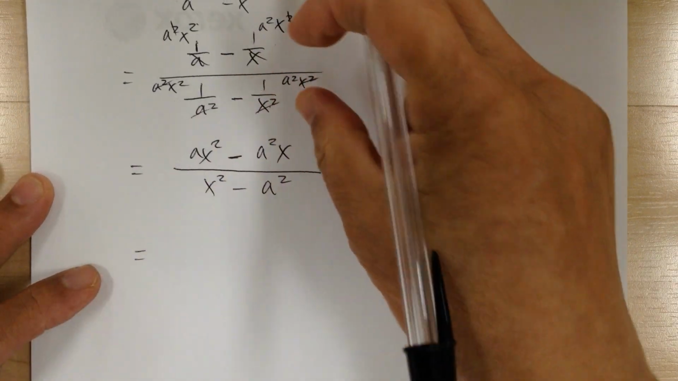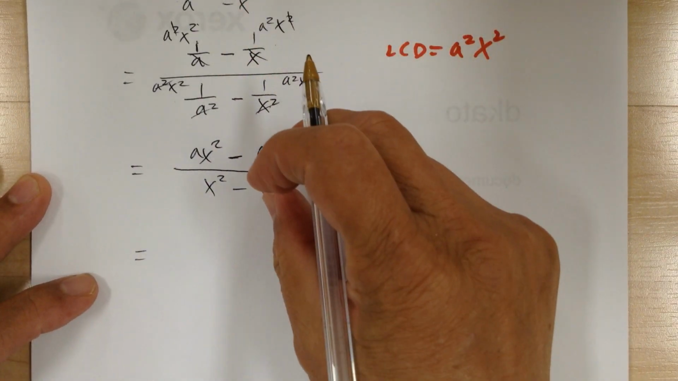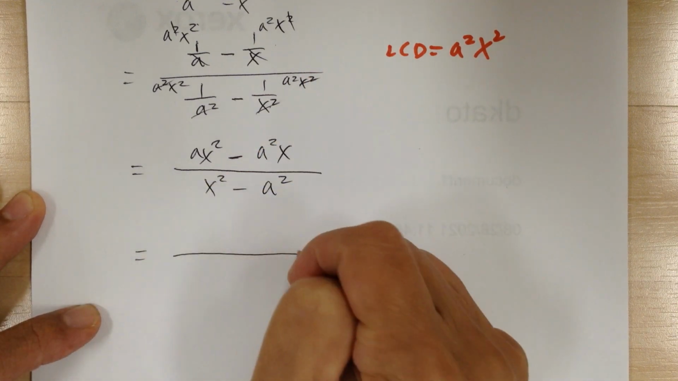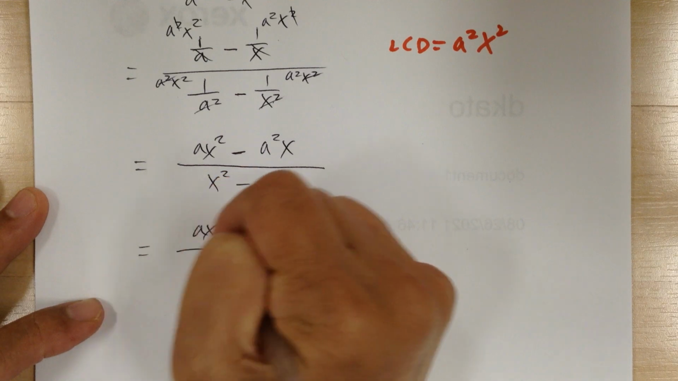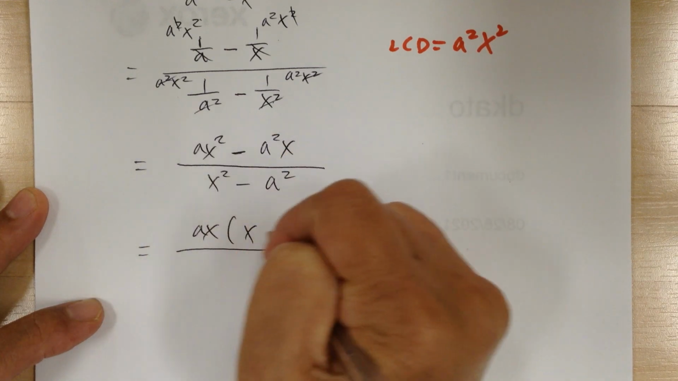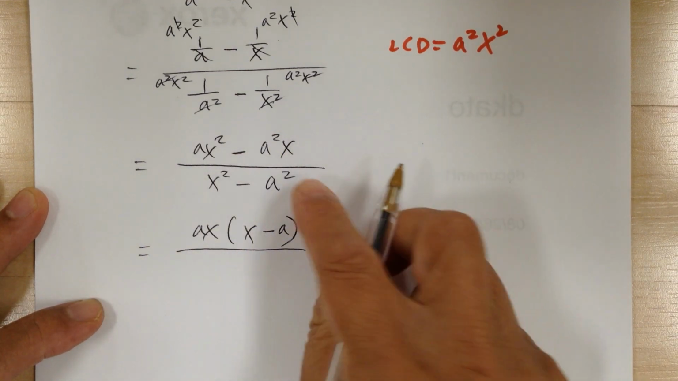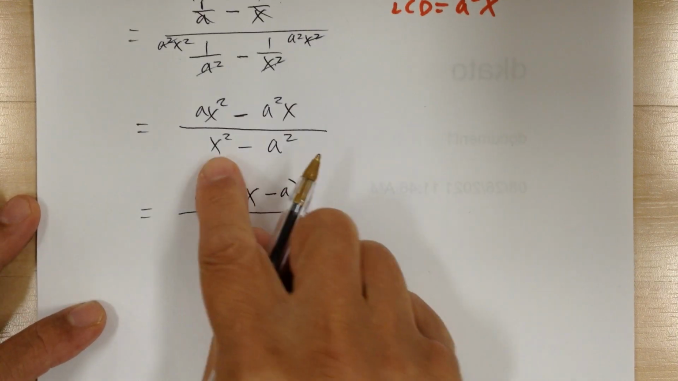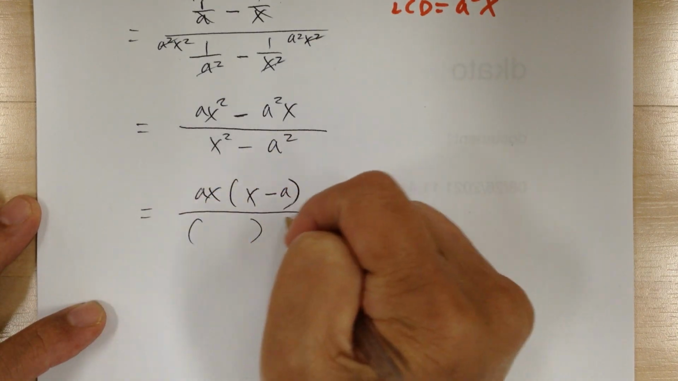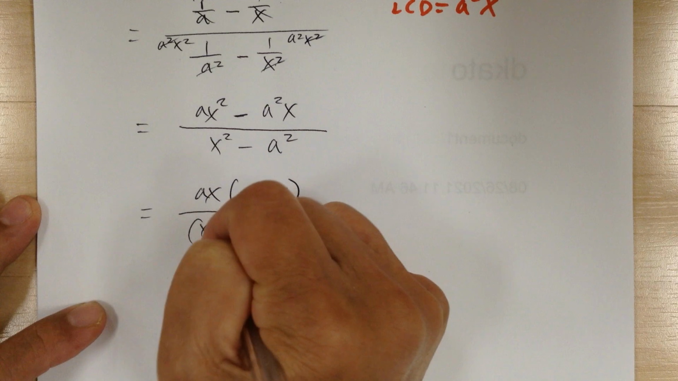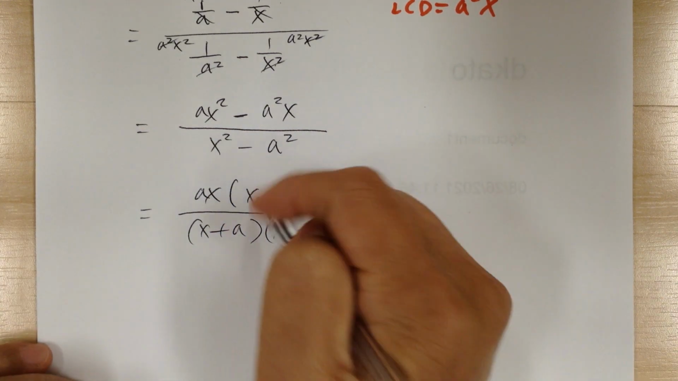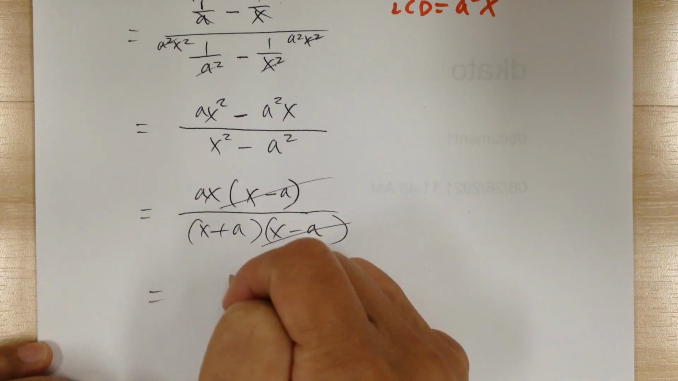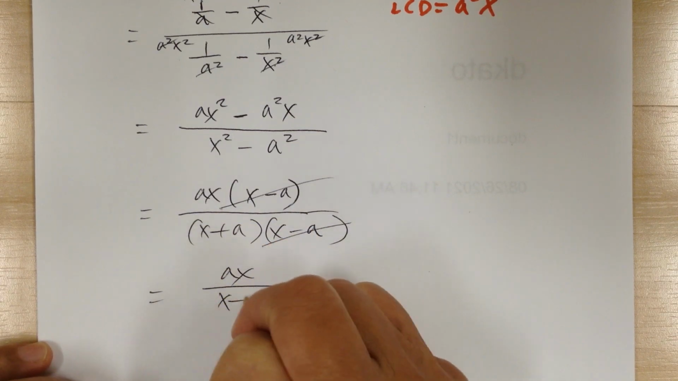Okay, so again, you go from complex fraction into a simple fraction. Then after that, you have to do factoring. So this one, you have to factor the ax. So that's your step 1. So it becomes x minus a. Then over here, that's your step 2a. So it'd be x plus a, x minus a. Then after that, this will cancel out. So your answer would be ax over x plus a.